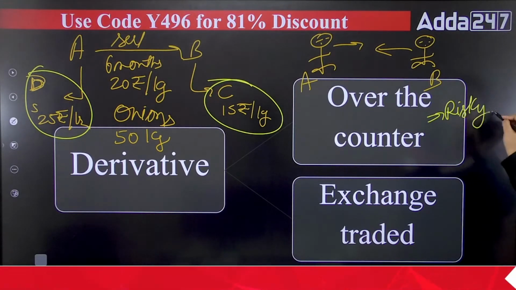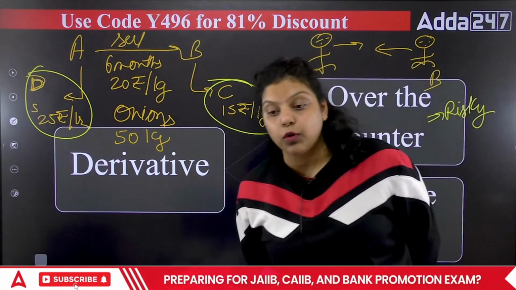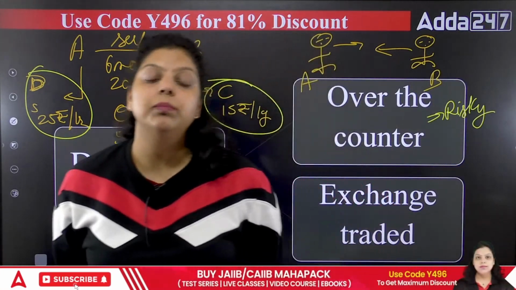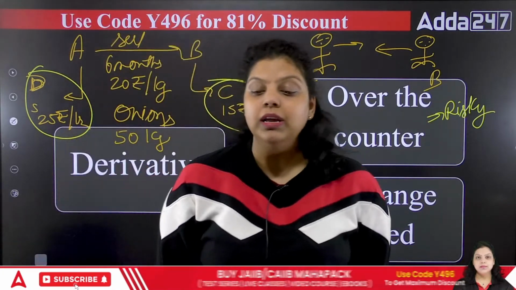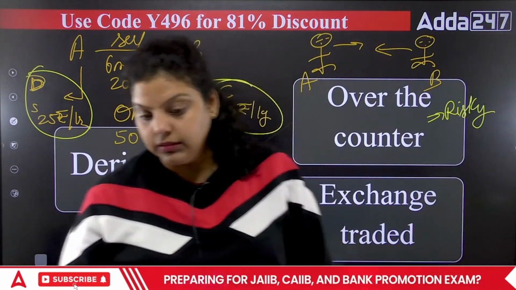Over the counter is a risky derivative because there is no mediator and there is a chance of fraud, or a chance of counterparty risk. Okay, there is a chance of counterparty risk in case of your over the counter. Clear?